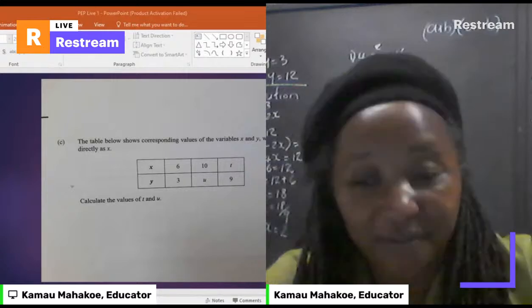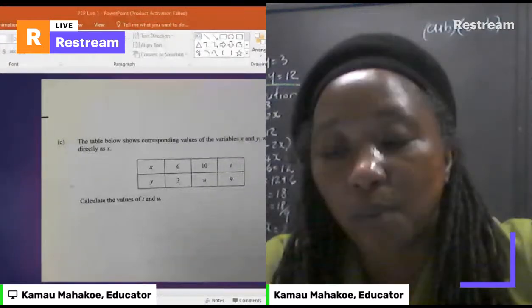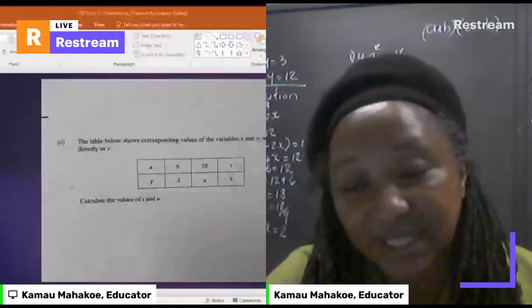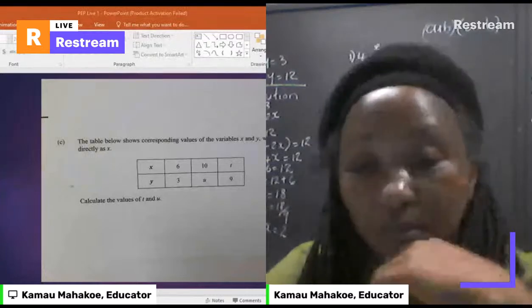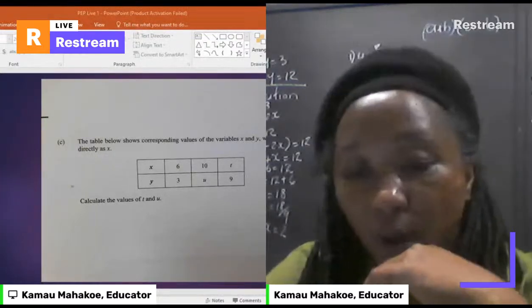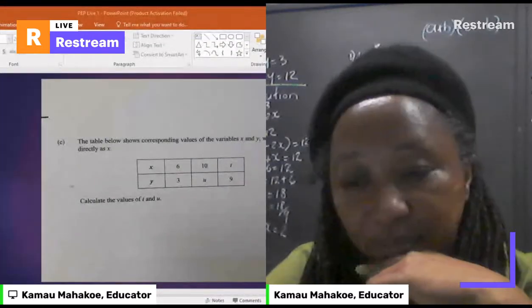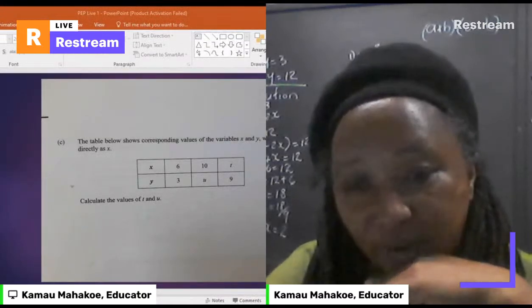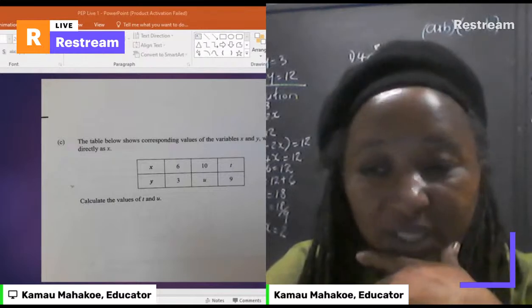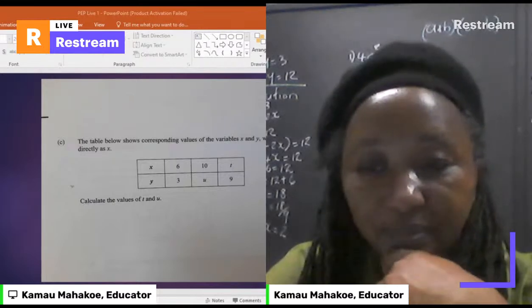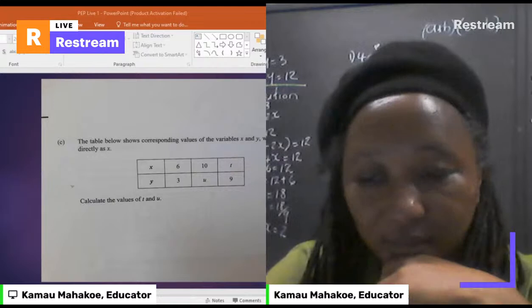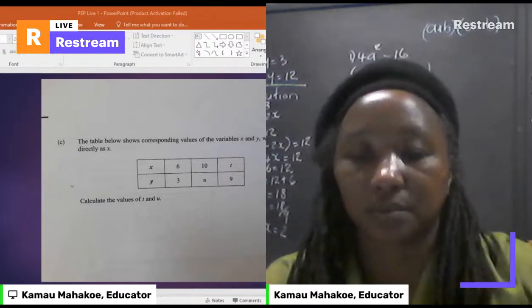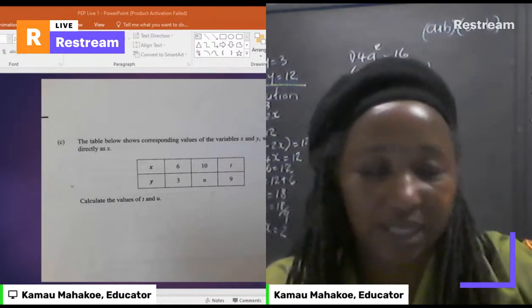They're telling us that 9 is the y. So how do we find t? We multiply by 2, correct. So what would be the value of t?